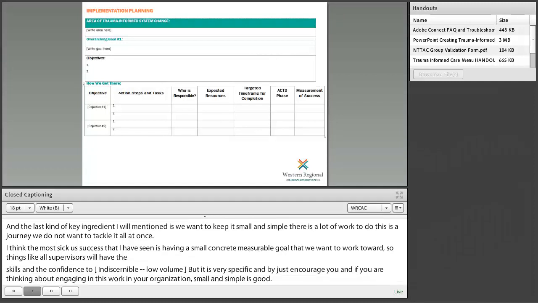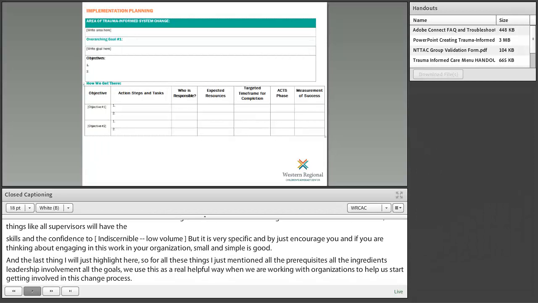Okay, and the last thing I'll just highlight here, for all these things I just mentioned, all the prerequisites, all the ingredients, leadership involvement, all the goals, we use this as a really helpful way when we're working with organizations to help them start getting involved in this change process. And this is an implementation plan. I'll talk about our website in a second, but you can find this resource on our website, and I also think it's in one of the handouts. It has the area of trauma-informed care that you want to work on. What is your goal? Let's make it measurable. Let's make it operational. What are the objectives? Who's responsible? What are the resources we need, etc.